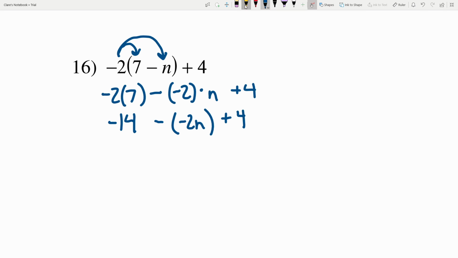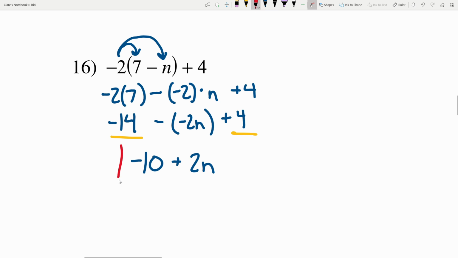Now I have some like terms. Negative 14 and 4 I'll be able to combine, and then I'll simply rewrite subtracting a negative 2n. So negative 14 plus 4 results in a negative 10, and subtracting a negative is the same as adding a positive, so that'll be negative 10 plus 2n.